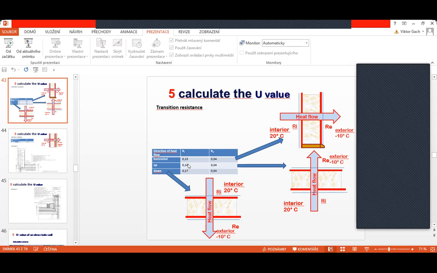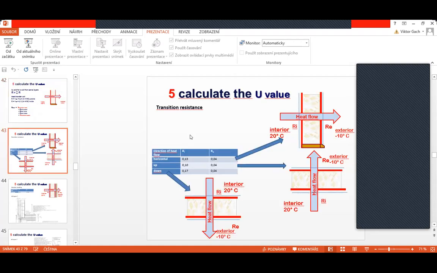Okay. Ubakus should calculate with it automatically. This is one of the reasons why you set up whether it is a wall or roof or floor, because there are slightly different additions for each.